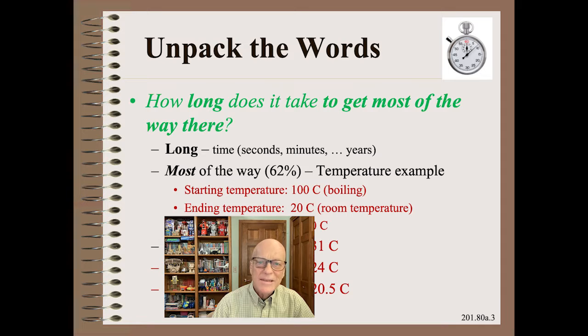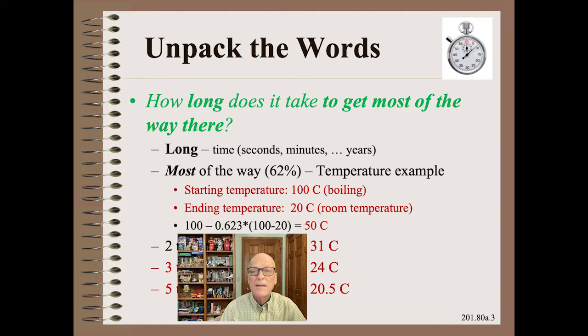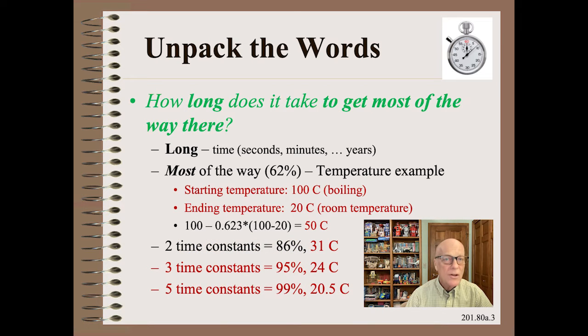Let's use an example of a cup of boiling water cooling to room temperature. One time constant, or most of the way, is when the water cools to 50 C, which is 122 degrees Fahrenheit. If we wait longer, specifically 2 time constants, the cup of water is cooled to 31 C, and in 3 time constants, it has reached 24 C.